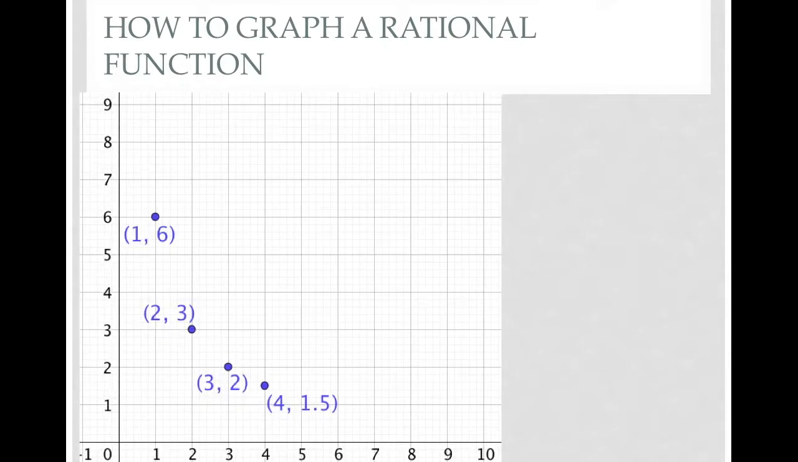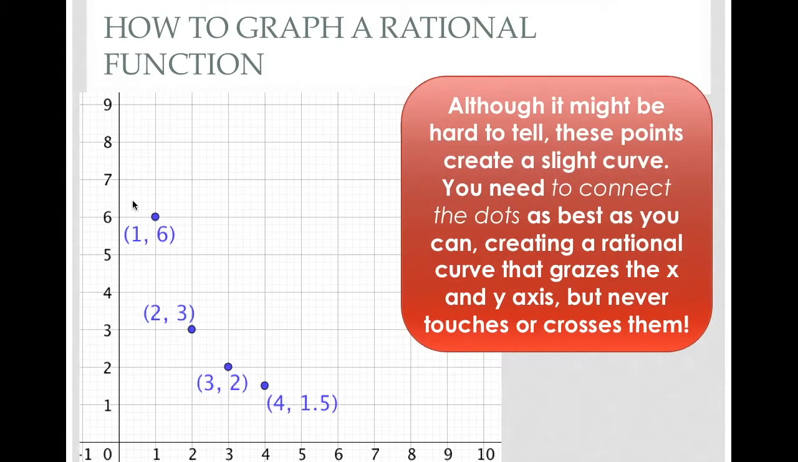So here I've used the program GeoGebra again, and I have plotted my points on the Cartesian plane, again focusing only on the first quadrant for a rational function. In this case, you'll notice that it might be hard to tell, but you can see a slight curve in these points here. And what you have to do to graph the function is connect these dots as a rational function, remembering to graze the x and y axis, but never actually touch them. And remember, we're not stopping. We're going from infinity to infinity here.